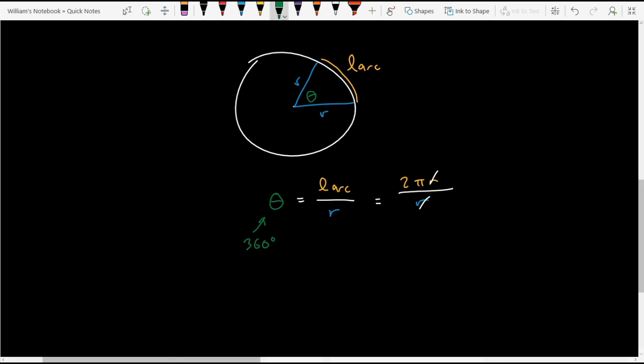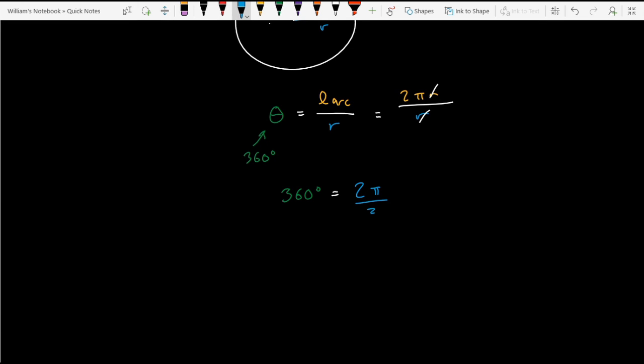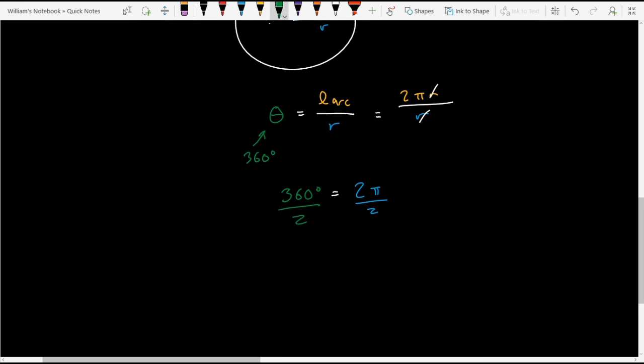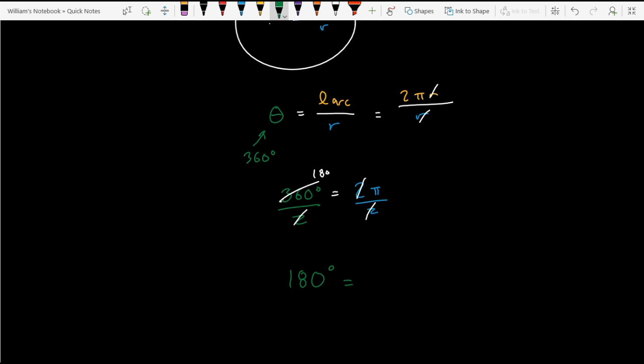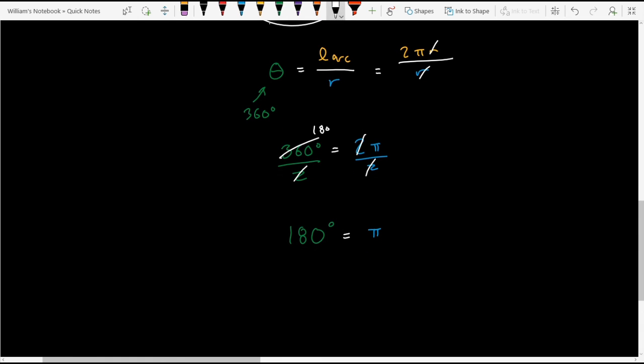And we get 360 degrees is equal to 2 pi. Now you can probably guess what we're going to do. We're going to divide both sides by 2, and we get 180 degrees is equal to pi. And that is our wonderful conversion between radians and degrees.